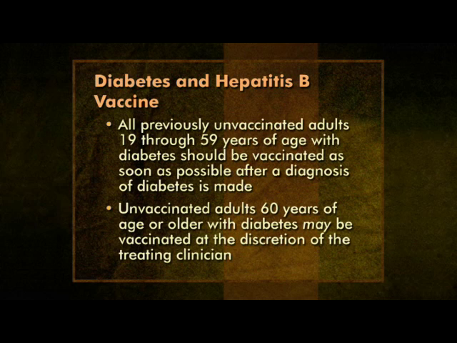ACIP recommends that all previously unvaccinated adults 19 through 59 years of age with diabetes mellitus, both type 1 and type 2, be vaccinated against hepatitis B as soon as possible after a diagnosis of diabetes is made. ACIP also recommended that unvaccinated adults 60 years of age or older with diabetes may be vaccinated at the discretion of the treating clinician after assessing their risk and the likelihood of an adequate immune response to vaccination.